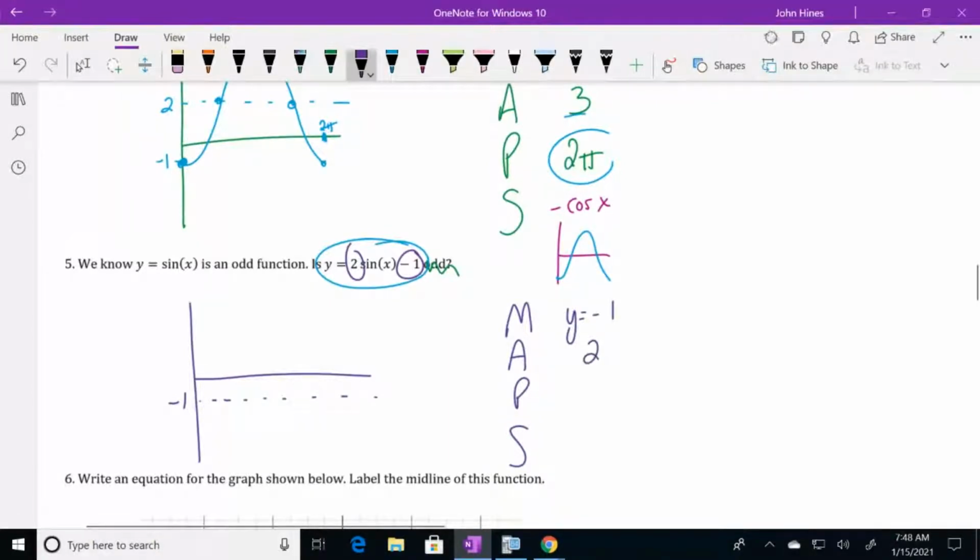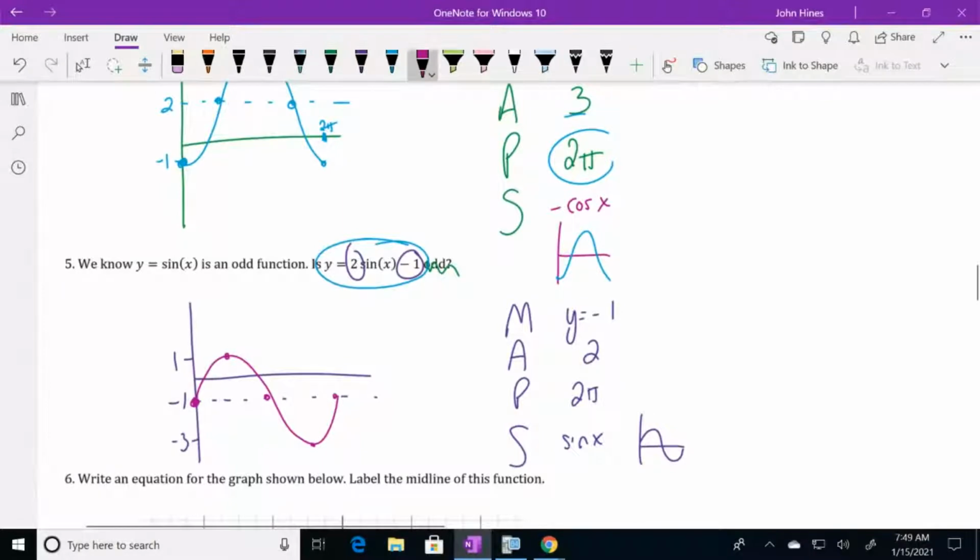I have an amplitude of 2, so I go up 2, down 2, from that middle. I have a period of 2 pi, and a shape. It's just a plain old sine graph. So sine is little hill, little valley. Sine always starts in the middle. Middle, little hill, little valley. Try to keep them equally spaced.